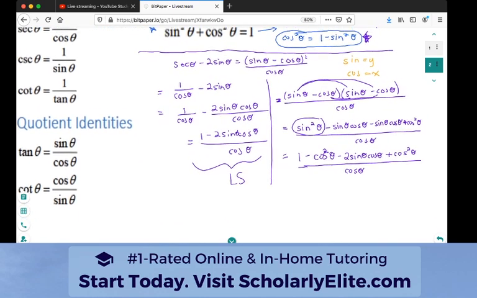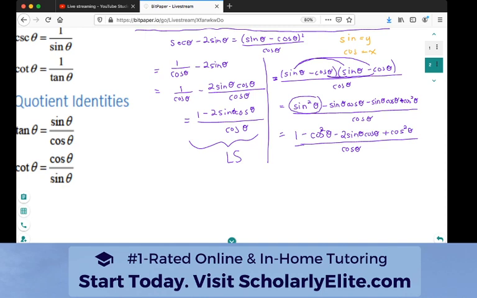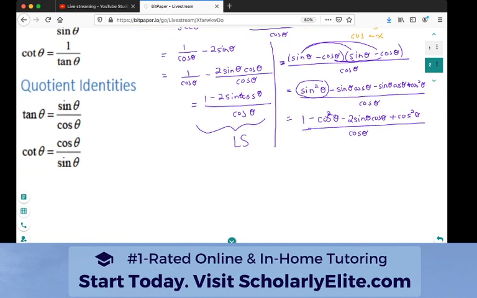Alrighty guys, so let's get to the end of this question. So what is happening here? Well, I know that negative cos squared theta and positive cos squared theta are going to cancel each other out. So those have to go. They are done. And what am I left with? Well, I have 1. He stayed. He survived. He's on the island. And then I have negative 2 sine of theta and cos of theta, all over cos of theta.